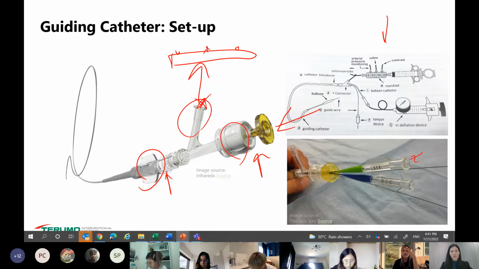And this is the actual setup. As I mentioned, there's going to be a manifold attached to the side tube, and then this is a Y connector, so any kind of device, your wires and so on, can go in through here.